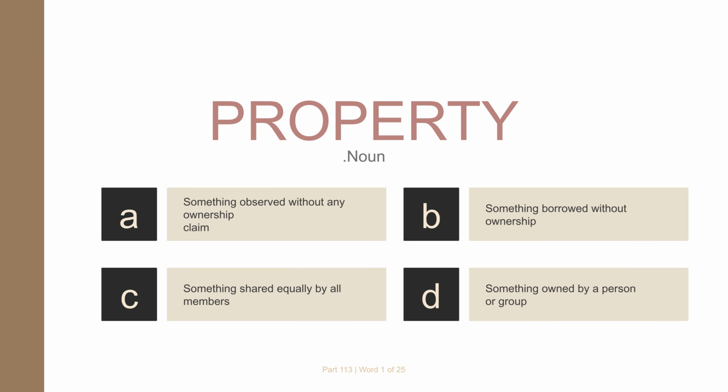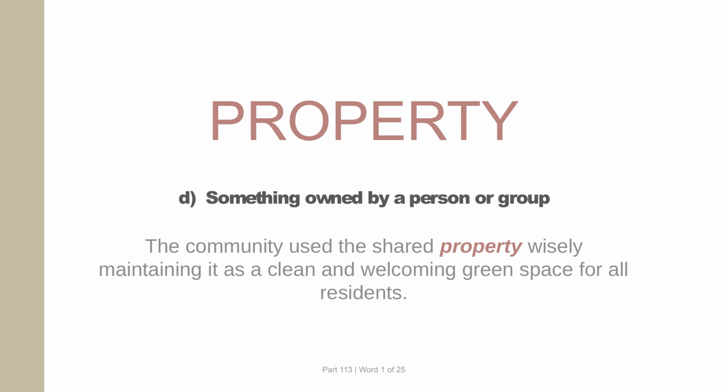Correct answer, option D. The correct meaning of property is something owned by a person or group. Example: the community used the shared property, wisely maintaining it as a clean and welcoming green space for all residents.